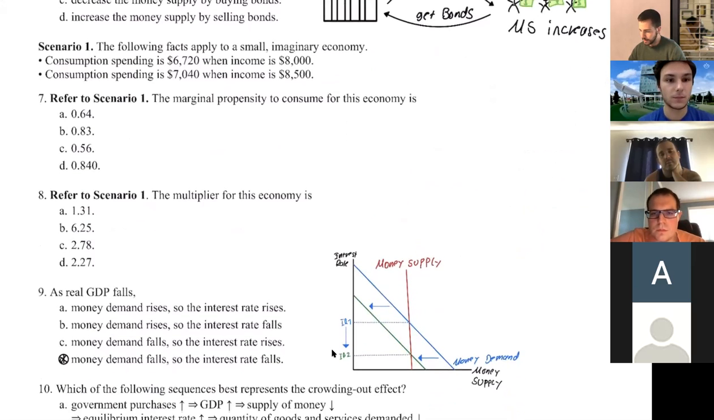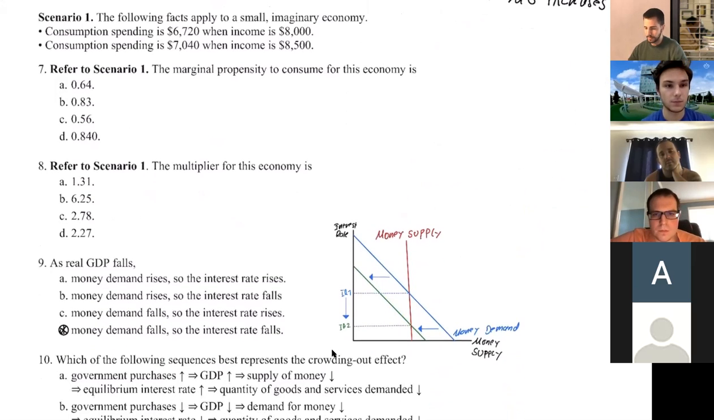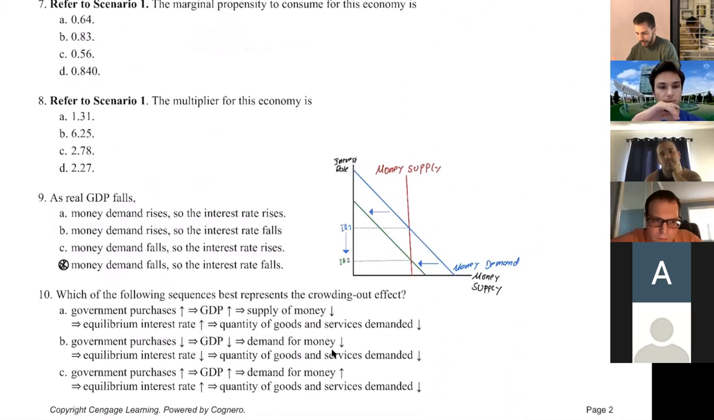Should I just quickly do number 9? I can do number 9, and you can do numbers 5, 7, and 8, because Justin kind of did the math part this time. So number 9: as real GDP falls, money demand rises so the interest rate rises; money demand falls so the interest rate falls; money demand falls so the interest rate rises; or money demand falls so the interest rate falls.